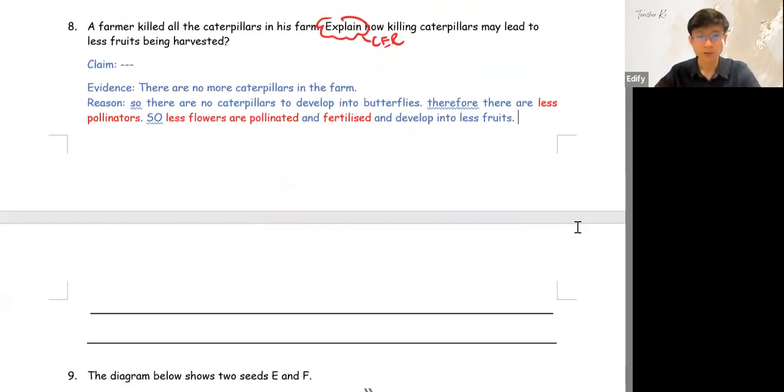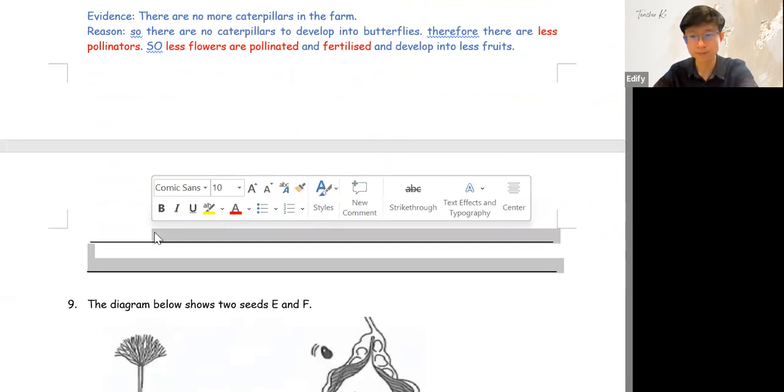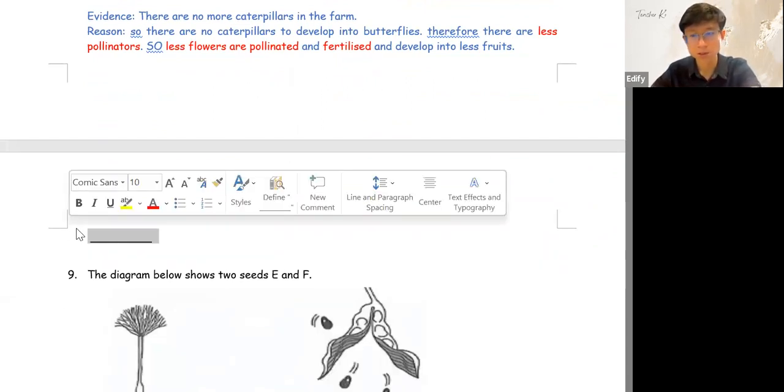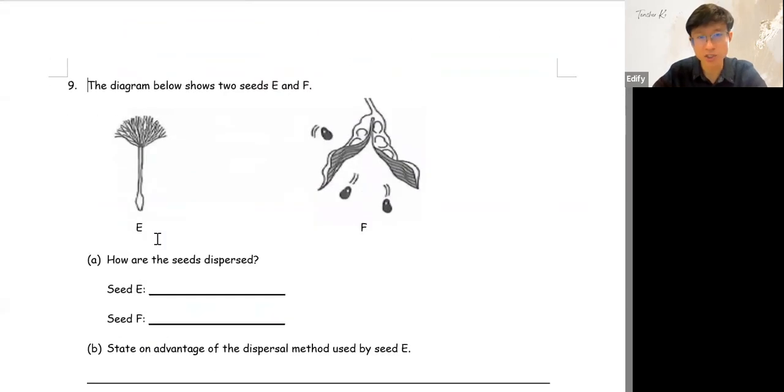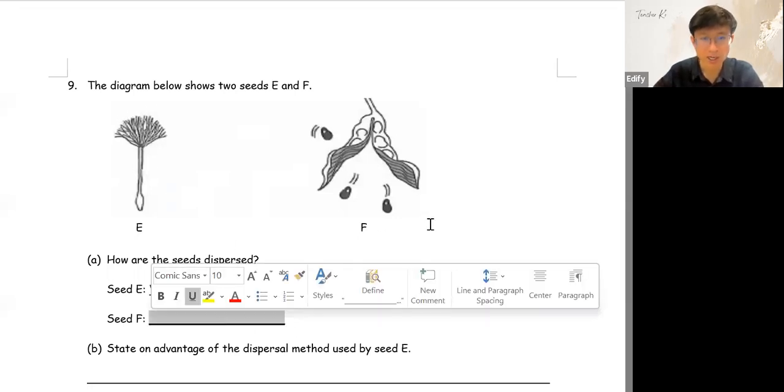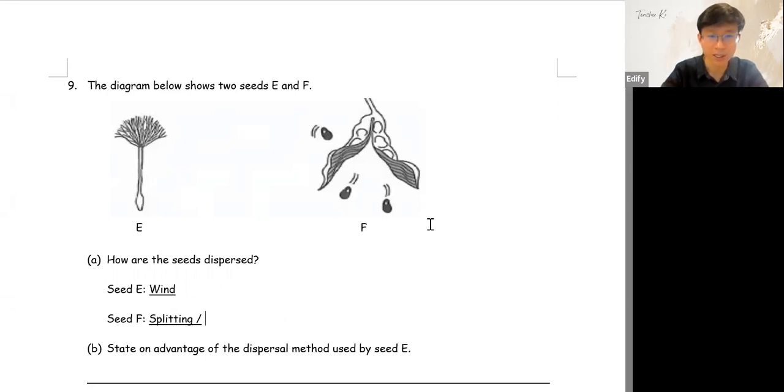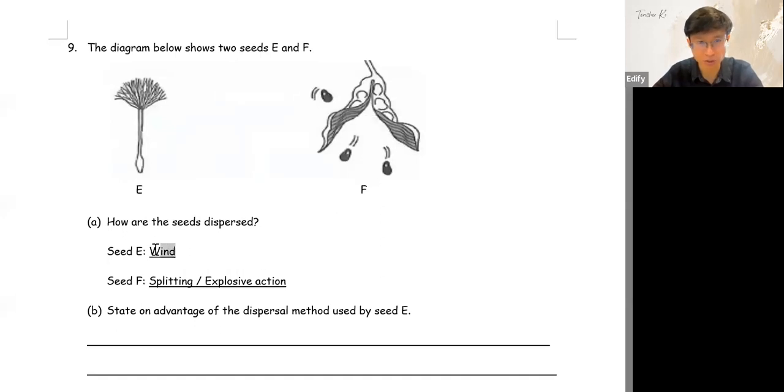All right, question 9. So this is a PSLE question, right? The diagram shows two seeds, E and F. How are the seeds dispersed? Seed E is clearly dispersed by wind, because you have that parachute-like, wing-like structure, and F will be by splitting, or explosive action. It is not by explosion, it's explosive action.